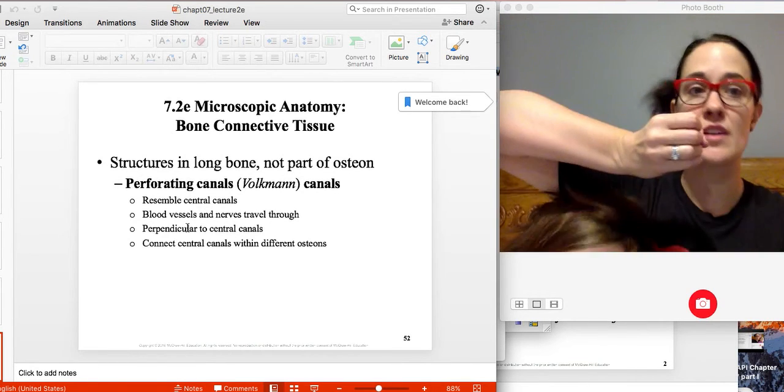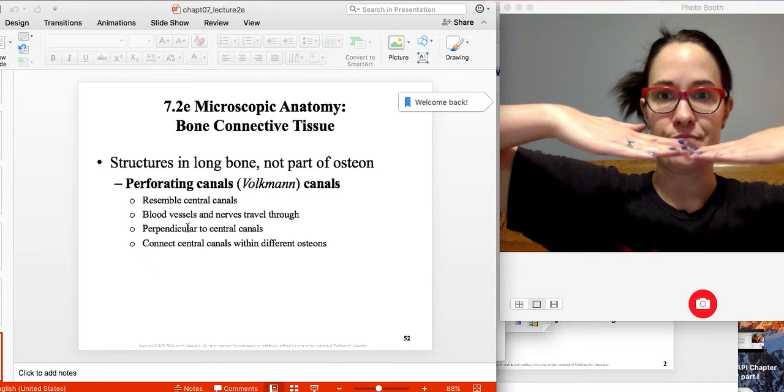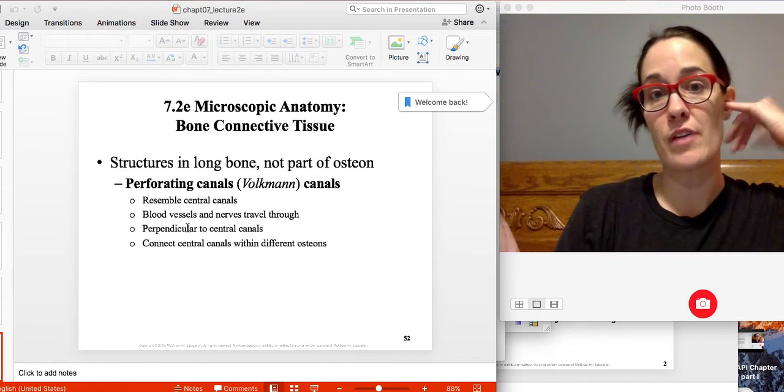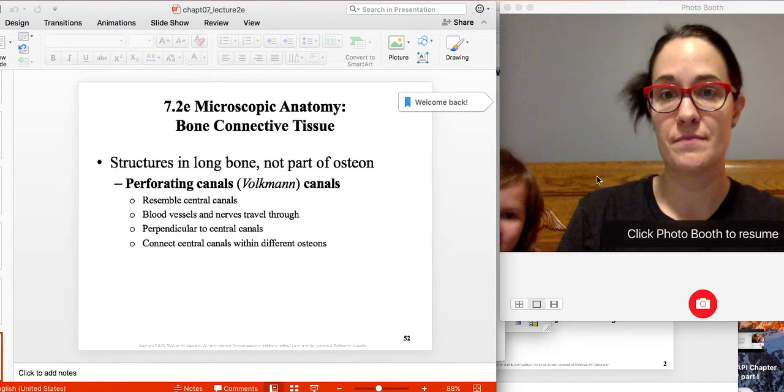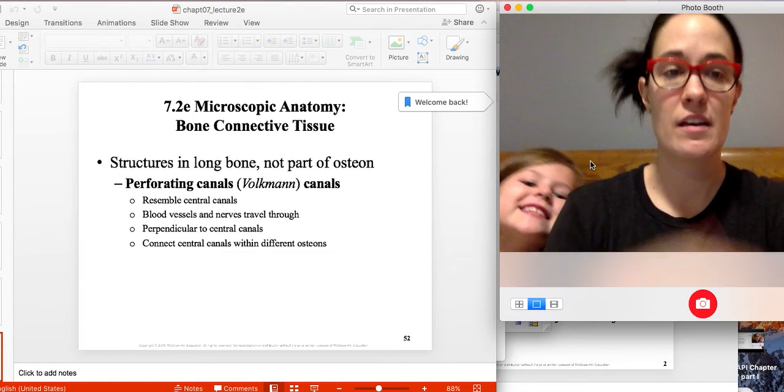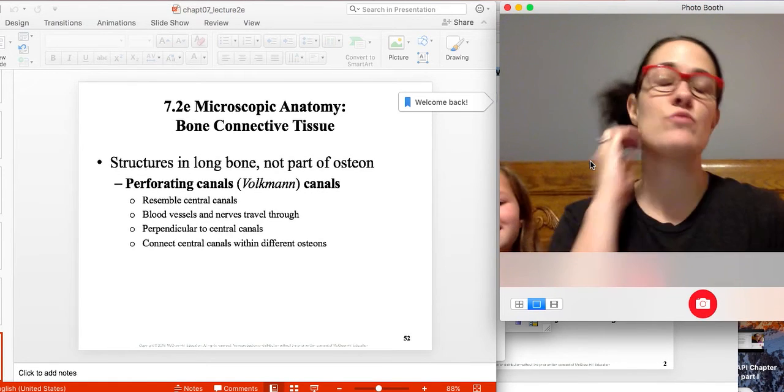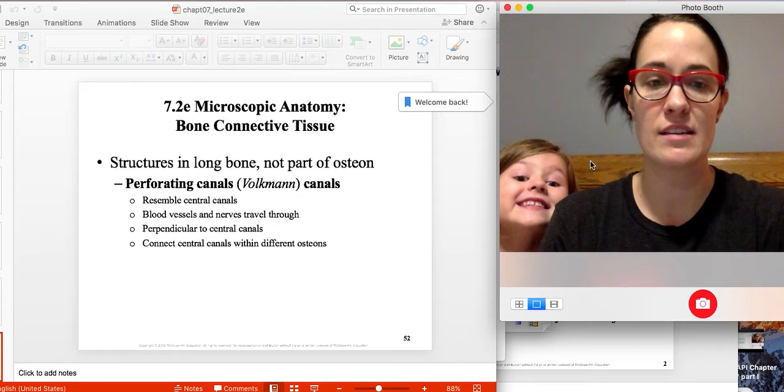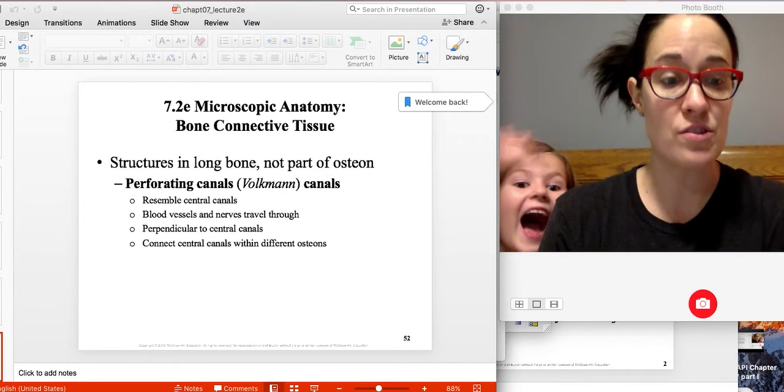Now let's talk about the other areas of the bone tissue that we need to know. Connecting the central canals that have the blood vessels this way is the perforating canals. They have blood vessels and nerves within them, and they're perpendicular to the central canals. And they're going to connect the different osteons together because they also need to communicate.